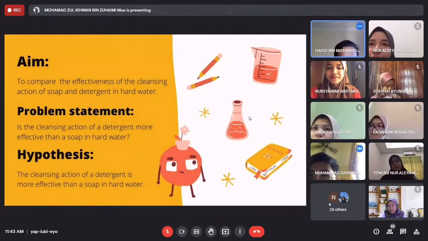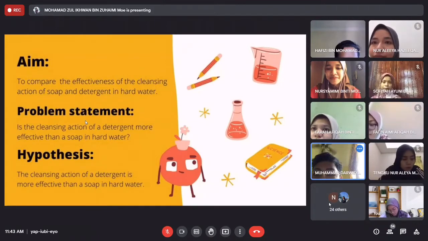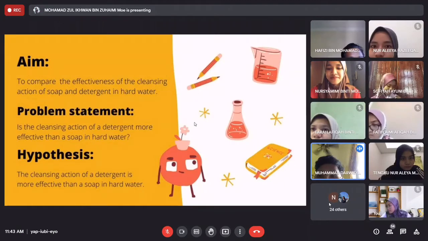Aim: to compare the effectiveness of the cleansing action of soap and detergent in hard water. Problem statement: is the cleansing action of a detergent more effective than a soap in hard water? Hypothesis: the cleansing action of a detergent is more effective than a soap in hard water. Okay.